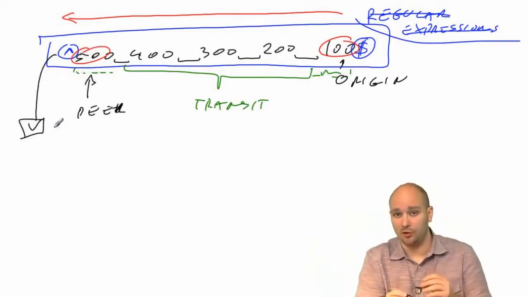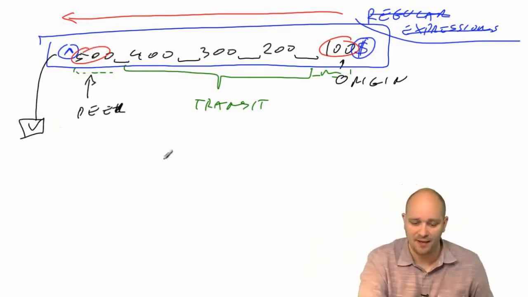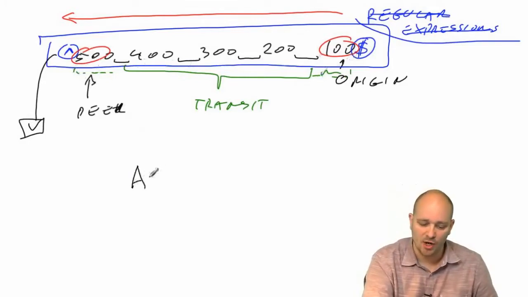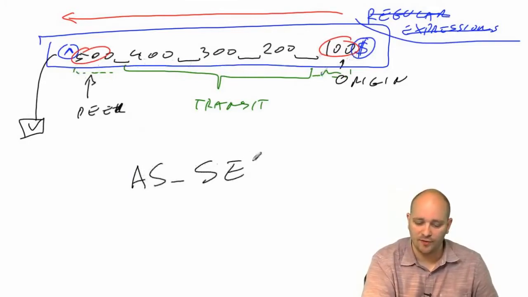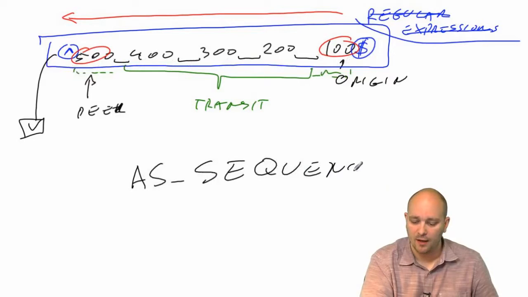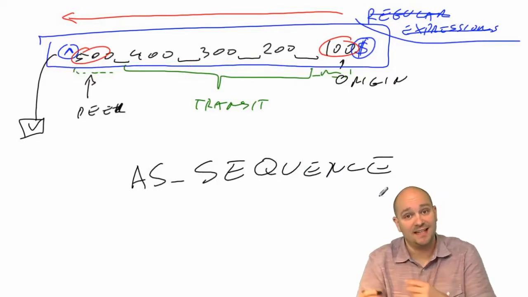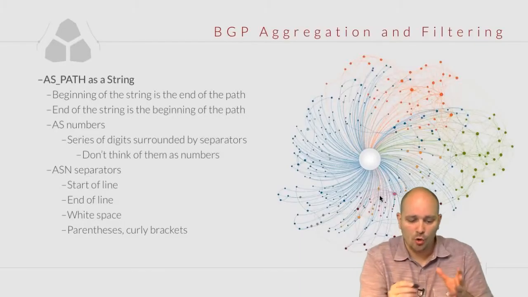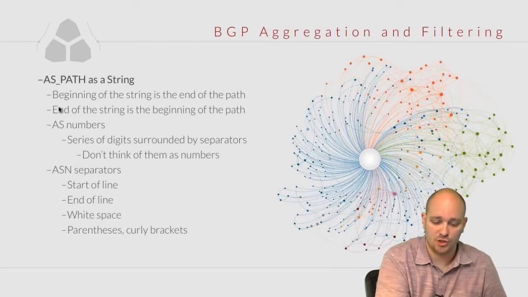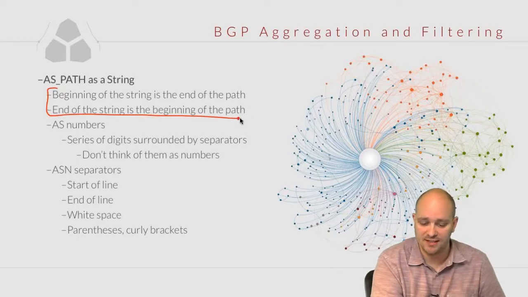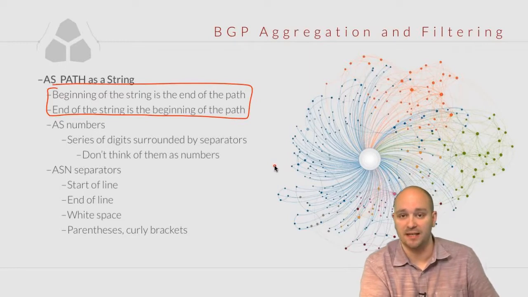So when we are talking about the filtering based on the AS path, as you might have guessed it, we are actually talking about filtering about the contents in the AS sequence. So going back here, we mastered that the beginning of the string is the end of the path and the end of the string is the beginning of the path.